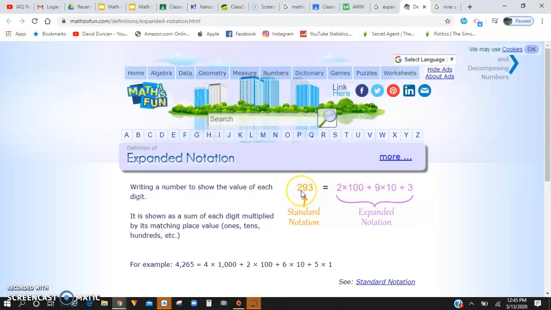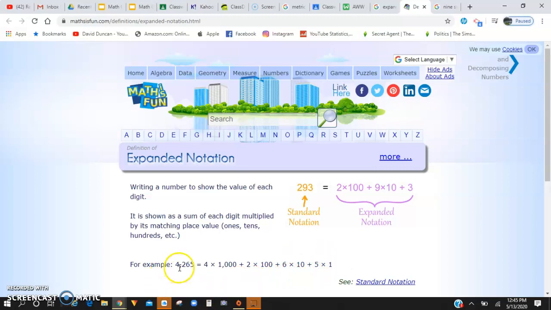So I have 2 in the hundreds place here. So in expanded form, I'm going to write 2 times 100. Plus, I have 9 in my tens place value here. So I'm going to do 9 times 10, which is equivalent to 90. And then 3 is in my ones place value, so I could write it as plus 3 or 3 times 1, either way.